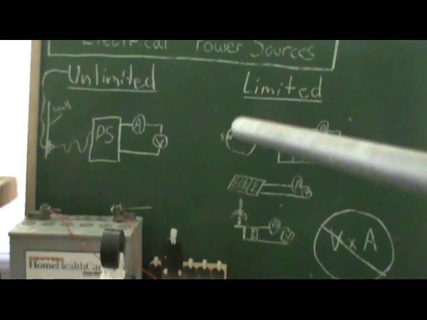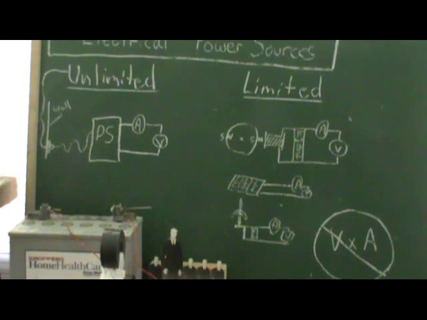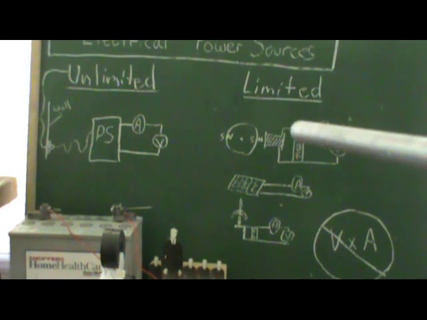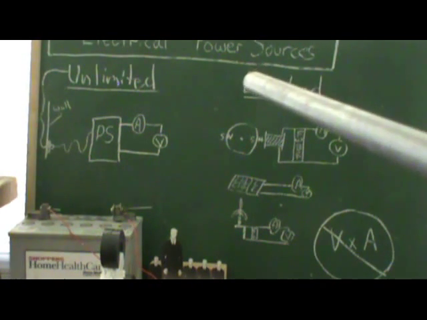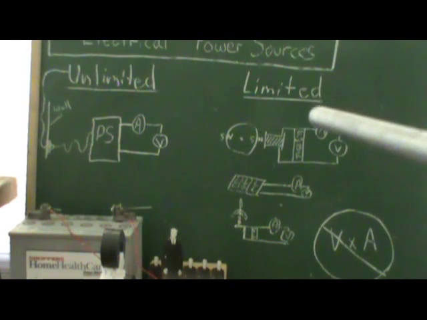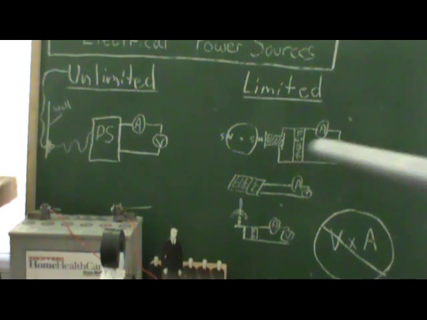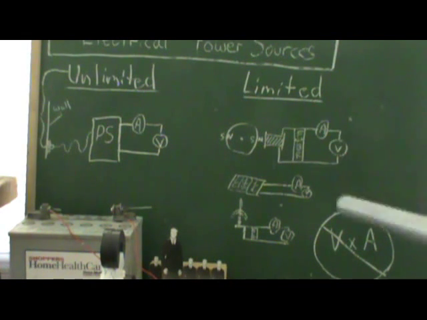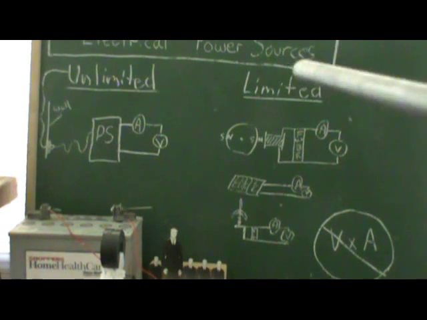So with the limited power source, sorry about the trucks, I guess a school bus. Where was I? With the limited power source, the voltage value when you measure it, or the power going through it, is dependent on the resistor, right? We know that already. But here we're talking specifically about the limited power source.